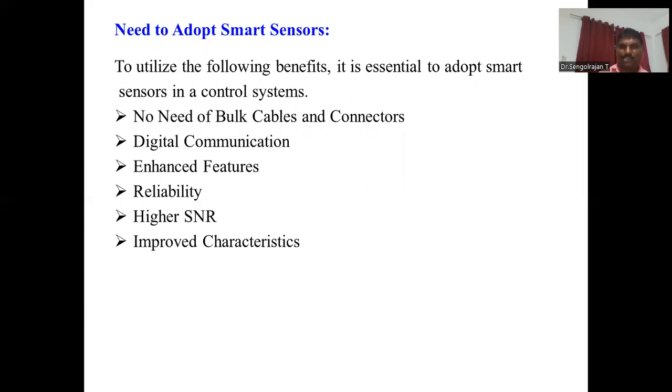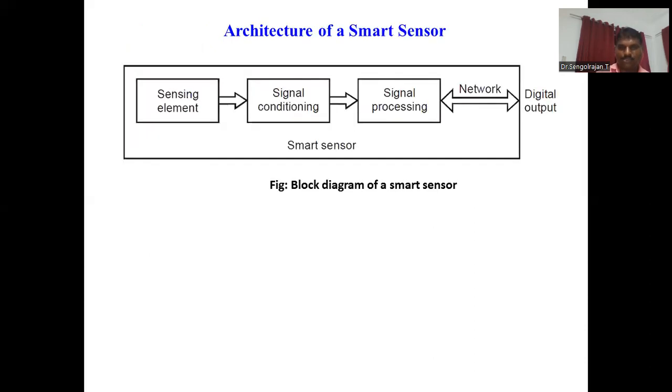Let me list out the needs for why we have to go for the adoption of smart sensors. If you adopt the smart sensor, there is no need for bulk cables and connectors, and you get digital communication, enhanced features, reliability, a higher signal to noise ratio, that is SNR, and improved characteristics. Because of these facilities, we have to go with smart sensors interfacing with the driver circuits.